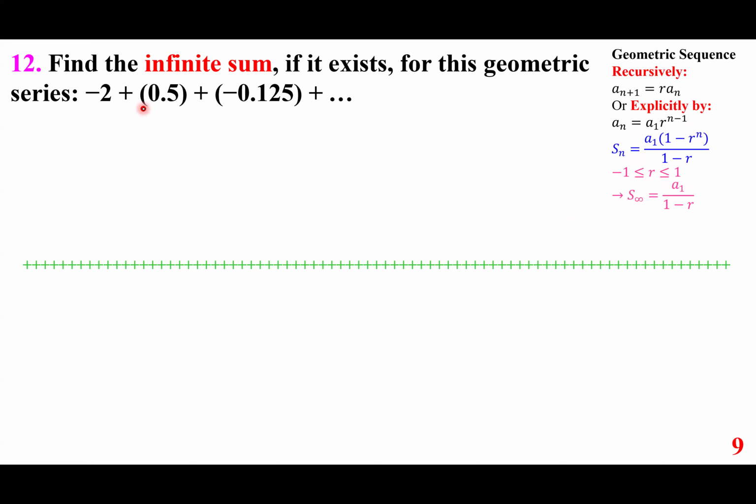So first and foremost, the first term is -2. We want to find r. To find r, you divide this one by this one, this one by this one. And as long as r is between -1 and 1, then we can use that. So r is 0.5 divided by -2, which makes it -1/4. If you divide this one by this one, you get the same thing. And needless to say, you don't have to check it because they mention it is a geometric series. That's what they say, so you don't have to check it then.